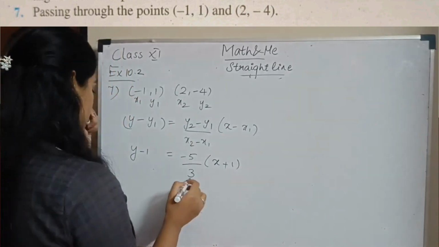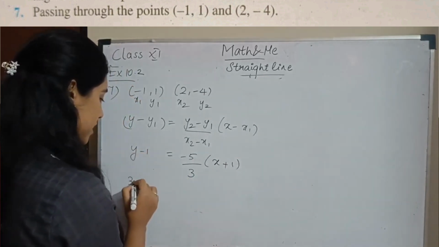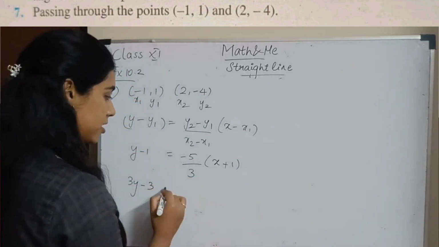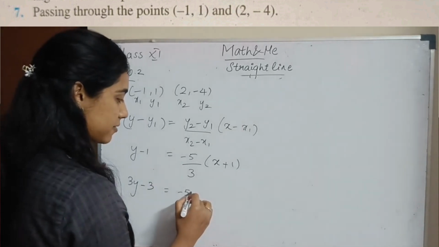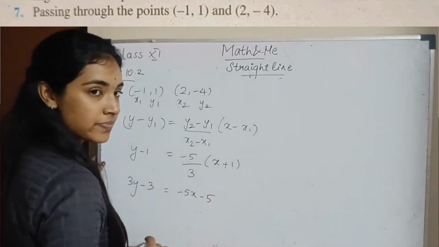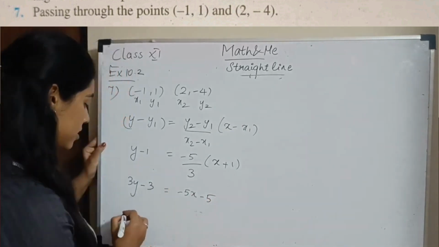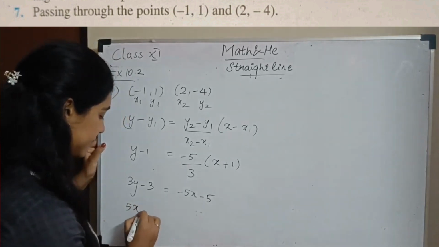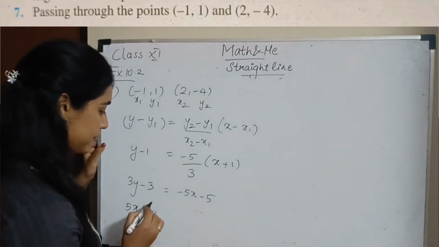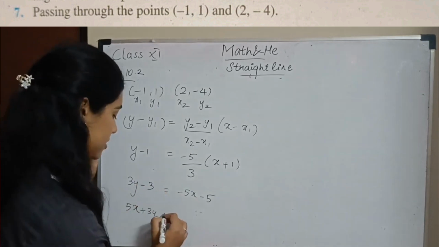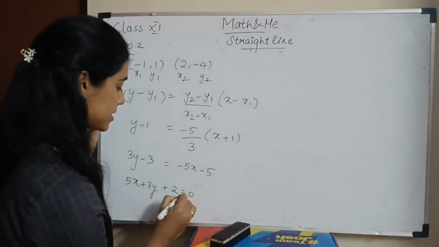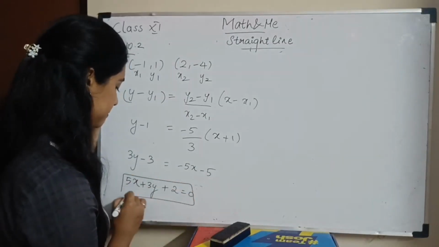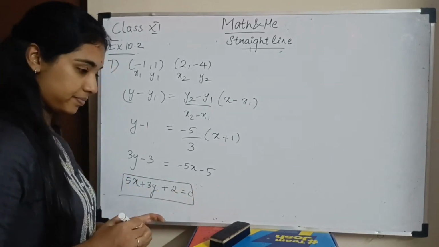Okay. So now I am going to multiply this. So it will be 3y minus 3 equals minus 5x minus 5. I'm going to bring everything to the left hand side. So I have 5x plus 3y minus 3 plus 5, so I have plus 2 equals 0. Okay. This is the equation.